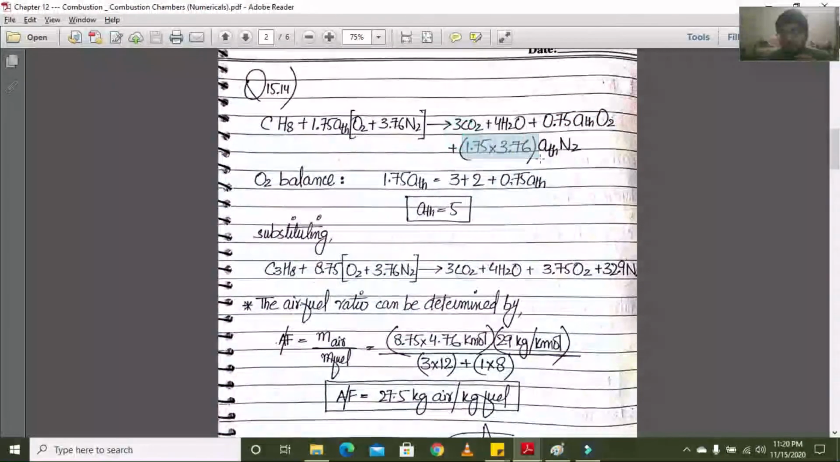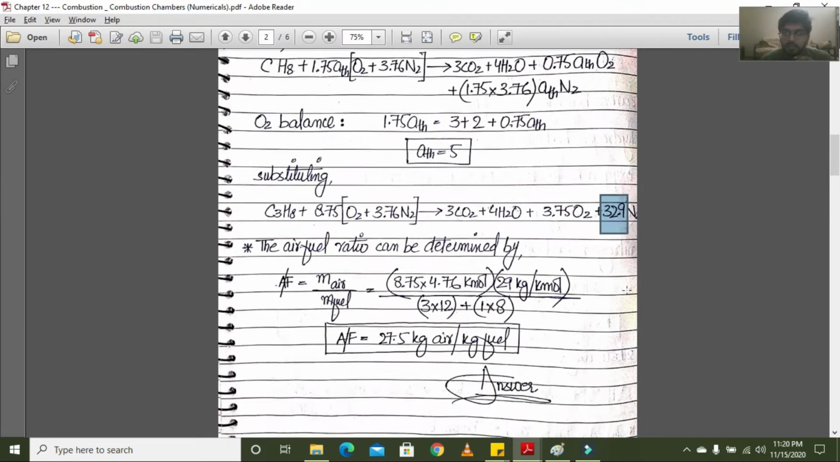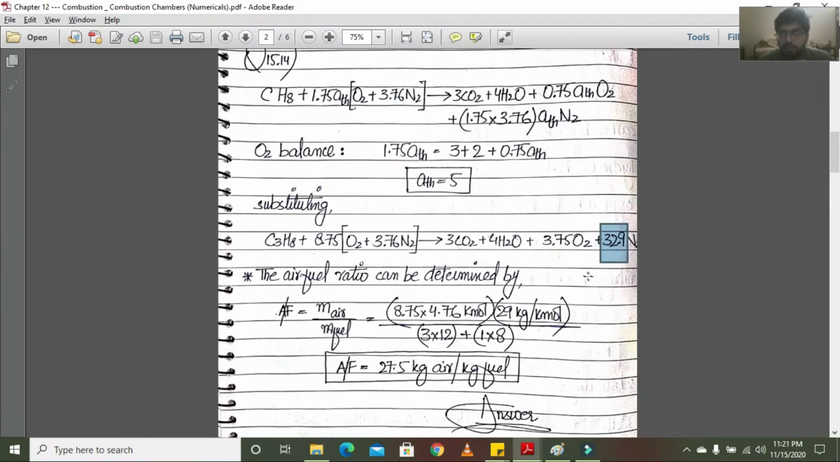Similarly, I get the actual number of moles of nitrogen which we obtained in the combustion, which comes out to be 32.9 moles of nitrogen. Since I wanted to determine the air fuel ratio, I explained earlier that I have to determine the mass of the air, and I also have to determine the mass of the fuel. In order to determine the mass of the air, I have to multiply the number of moles with the molecular mass of the air. The molecular mass is 29, and it is a constant value, so I have placed it as 29 kilograms per kilomole.